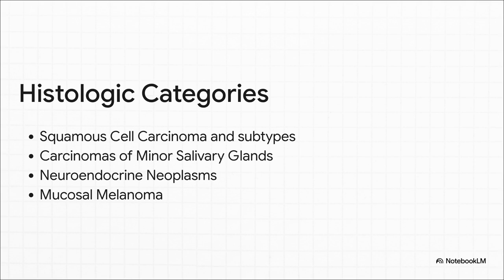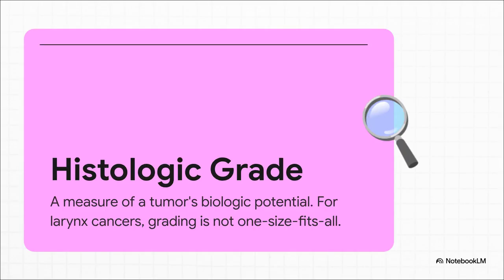The larynx has other stuff in it, right? Minor salivary glands, neuroendocrine cells, which means a whole different menu of tumors can show up. And you better believe each one of those has its own set of rules we have to follow. Now, let's talk grade. This is a measure of how aggressive the tumor looks. And what's really interesting here is that it's not a one-size-fits-all deal. For your standard squamous cell carcinoma, yeah, we use the classic system. Well, moderately, poorly differentiated. You know the drill.